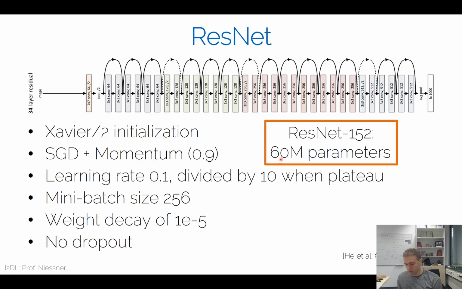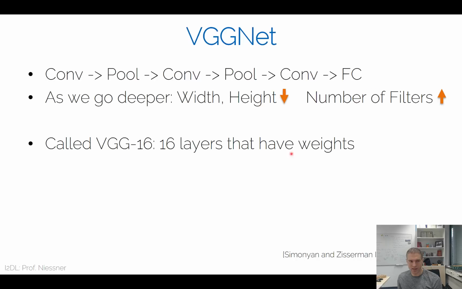So if you're going back very quickly, I'm going to quickly go here, just as a reminder: if you're looking here, these were the numbers of the VGG network variations.